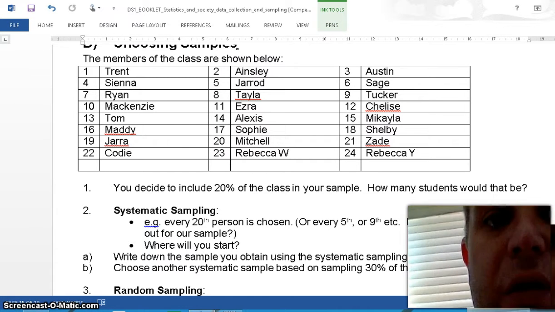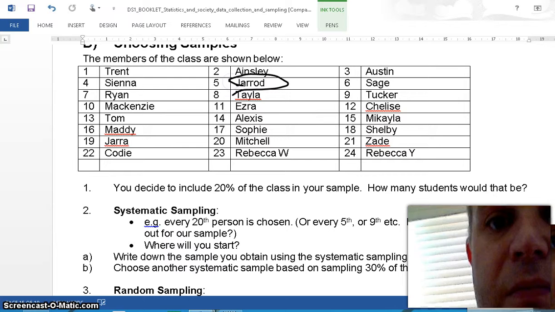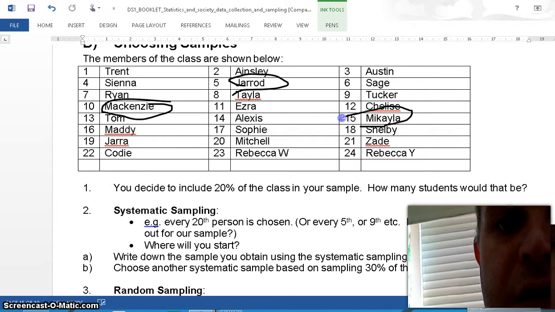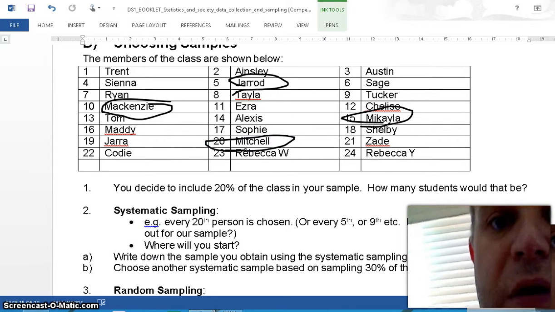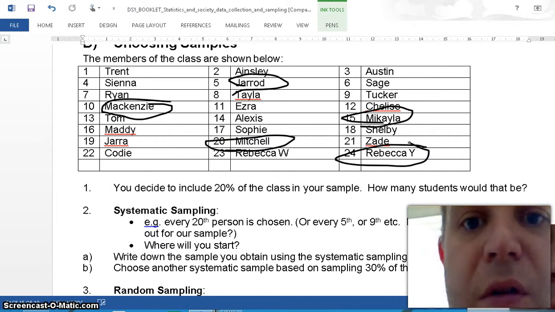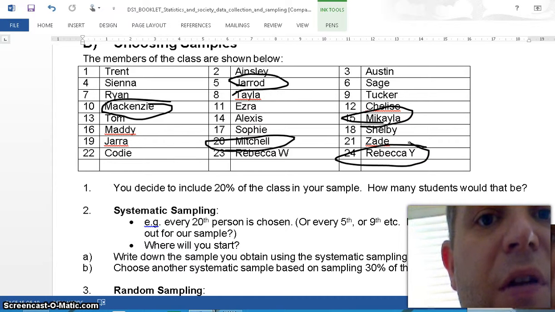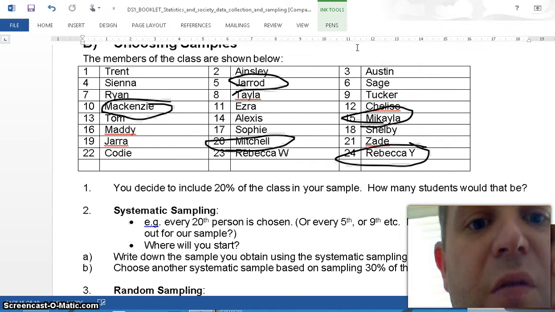We'll go with Jared, Mackenzie, Michaela, Mitchell, and we'll pick Rebecca because she's the last person. So now we've done that, we've got our systematic sample.